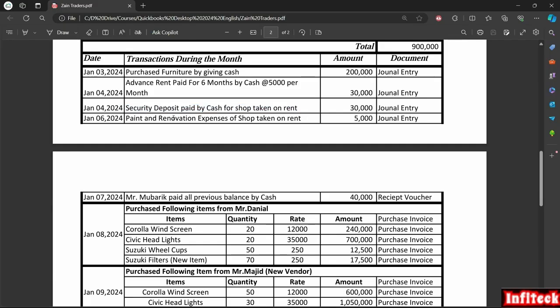Save and new. And the next one we have is paint and renovation expenses for shop taken on rent. Now it's not mentioned here either it's paid by cash or not, but since it is a small job, it's considered as it is paid by cash, because otherwise it would have mentioned the vendor details from which we took that services. So let's consider it as cash.